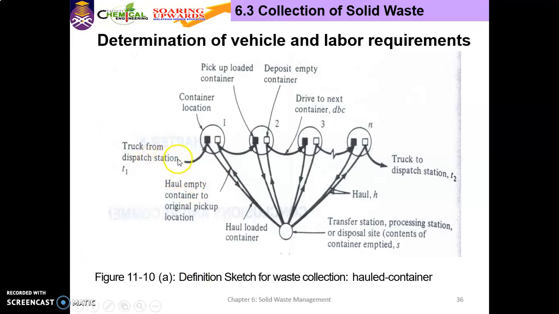Okay, so the truck will arrive at the container location and then go to the transfer station to unload the solid waste and then go back to the container location with an empty container. And then go to another place. Bring the container to the transfer location, empty the container, and then bring back the container at the container location, and so on. That is how HCS works.